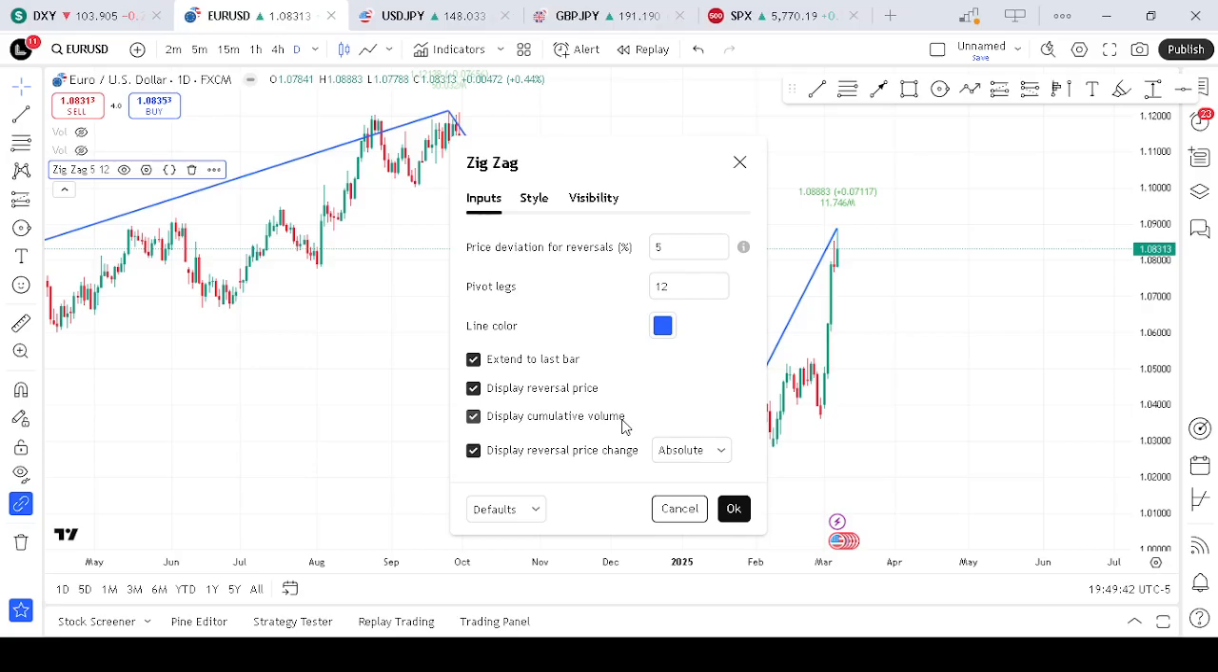The second parameter is the deviation, which controls the minimum percentage of price movement required before the indicator draws a new line. This setting acts as a filter for market noise. So this is what it's about, and we'll set that to 5.